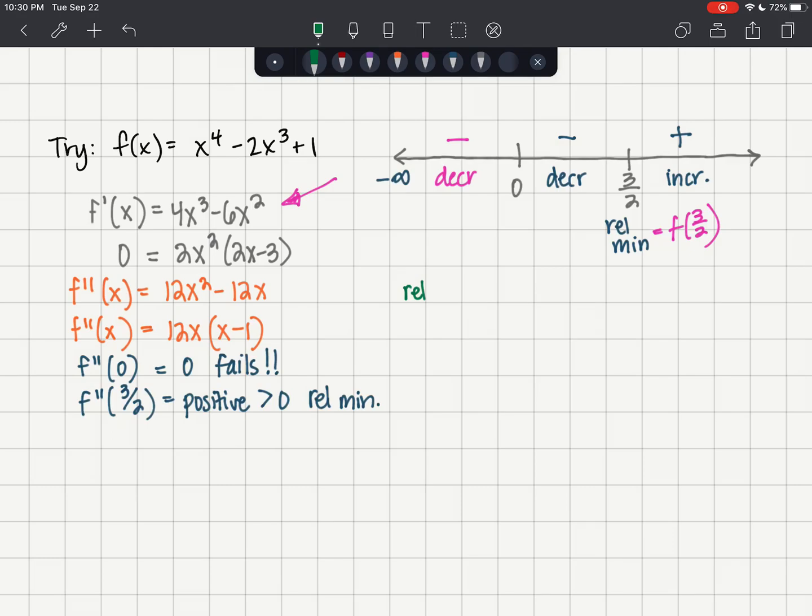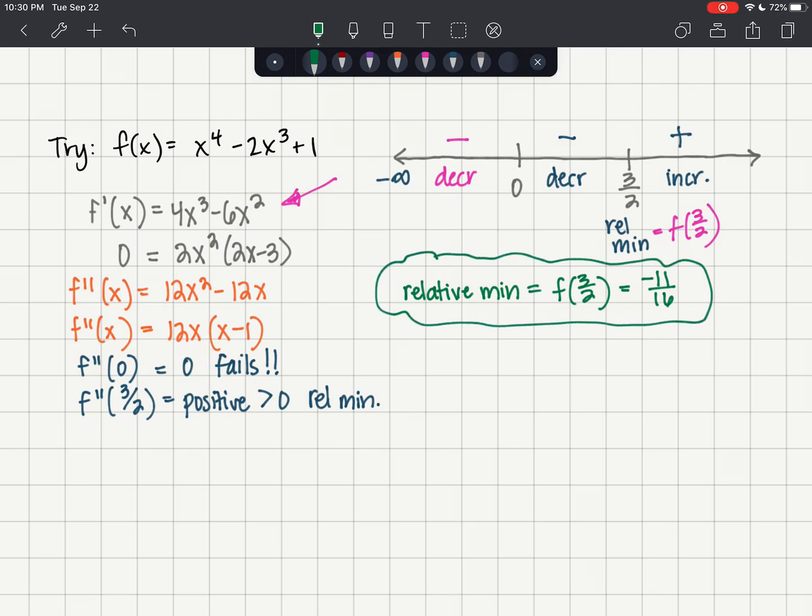Okay, welcome back. Meanwhile, I'm going to write the relative minimum is equal to f of 3/2, which is equal to, I'm getting negative 11 over 16. So hopefully you got that too. So that's our relative extrema that exists.